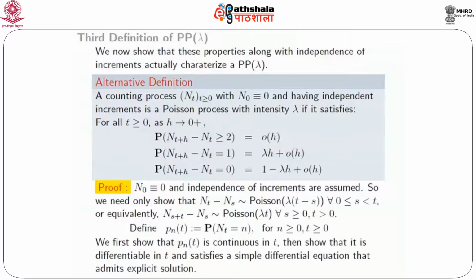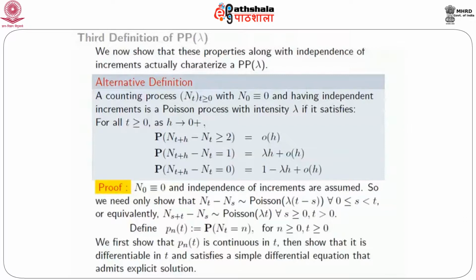So how do I proceed to show this? Well, first let's define Pn(t) for t greater than or equal to 0. Pn(t) is the probability that Nt equals n, for n a non-negative integer and any t greater than or equal to 0. So for every n, this is a function of non-negative t. What we will first show is that for every n, Pn(t) is continuous in t. That was the first step.